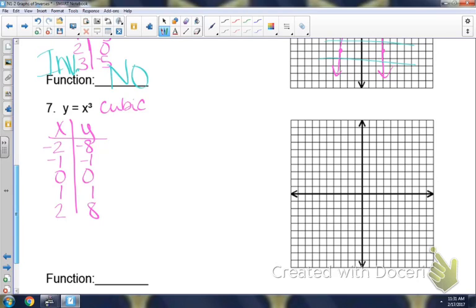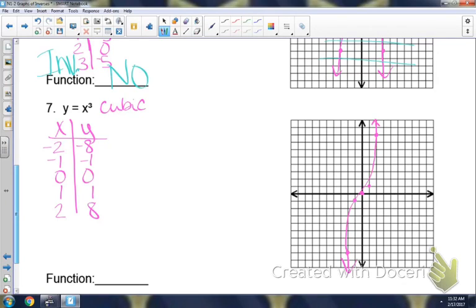So let's plot those points. Negative 2, negative 8. Negative 1, negative 1. 0, 0. 1, 1. And 2, 8. So notice here when you connect them, it looks like a snake. So this is a cubic graph here.